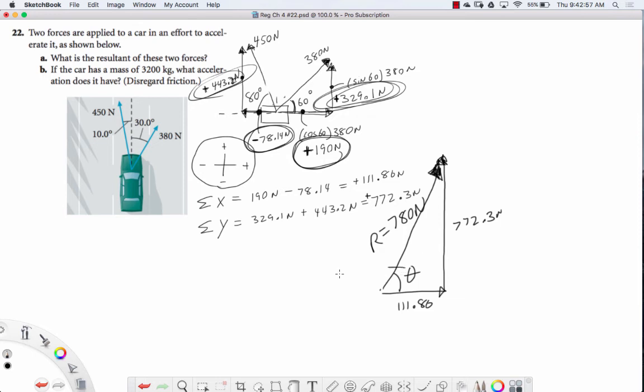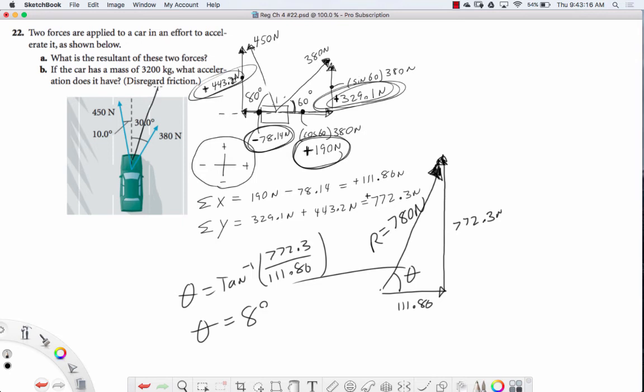So you calculate what that angle is using trig. You go tangent inverse of 772.3 over 111.86. So this gives an angle of about 8 degrees, which you would want to say, so these two forces simplify to this, where this is 8 degrees. How would you describe that? 8 degrees how? Well, what the textbook says, it says 8 degrees to the right of forward.